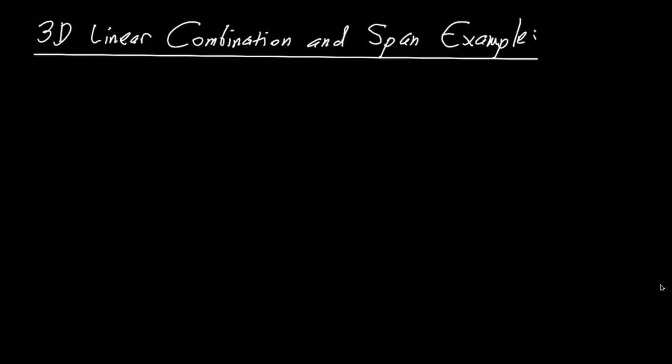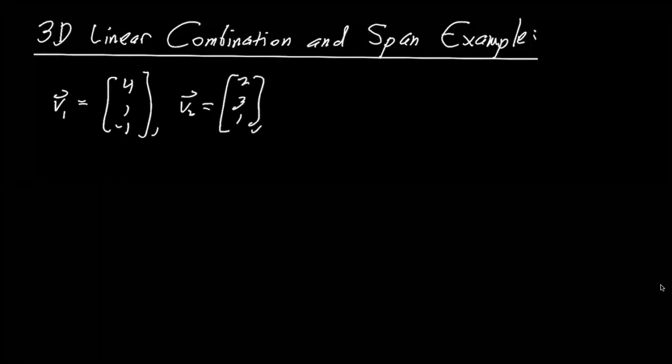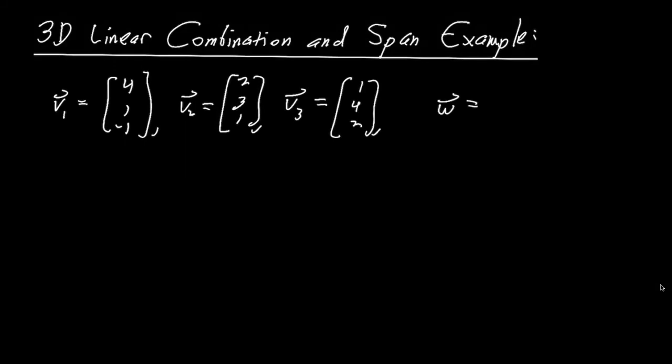All right, we've done some examples in 2 dimensions. Let's look at an example in 3 dimensions of linear combination in a span. So let me tell you 3 vectors. Here's one. V1 is the vector 4, 1, -1. V2 is the vector 2, 3, 1. And V3 is the vector 1, 4, 2. And I'll give you a 4th vector, W, which is -1, 1, 1.